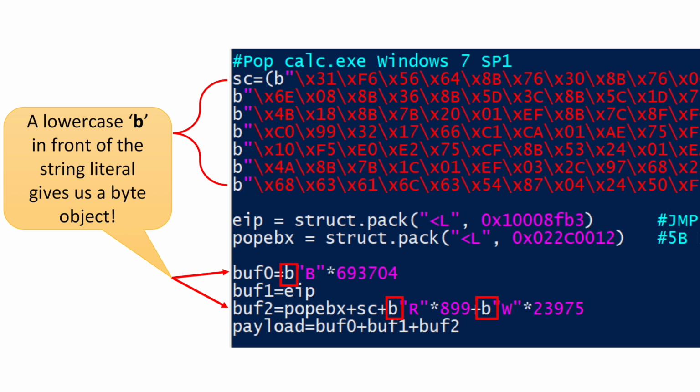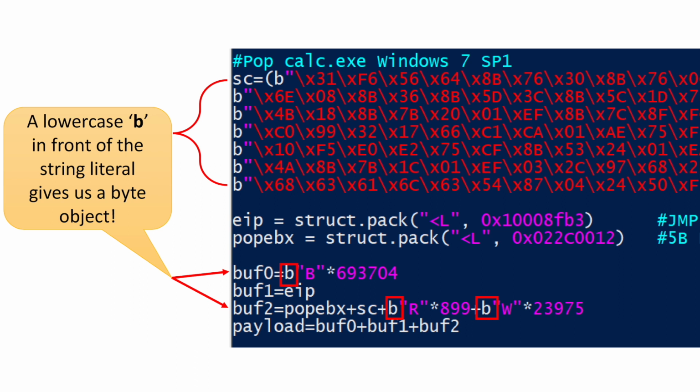When you have a single Python character like quoted B here, and then you multiply it by a number, 693,704, for example, what you're doing is just creating one giant long object that is 693,704 of the letter B as a byte object. That's our padding that we're going to push in at the front of this buffer overflow so that we can then exploit the stack and place our EIP in the correct place on the stack, and then subsequently our popEBX pointer as well as the shellcode, and then some extra padding on the end.